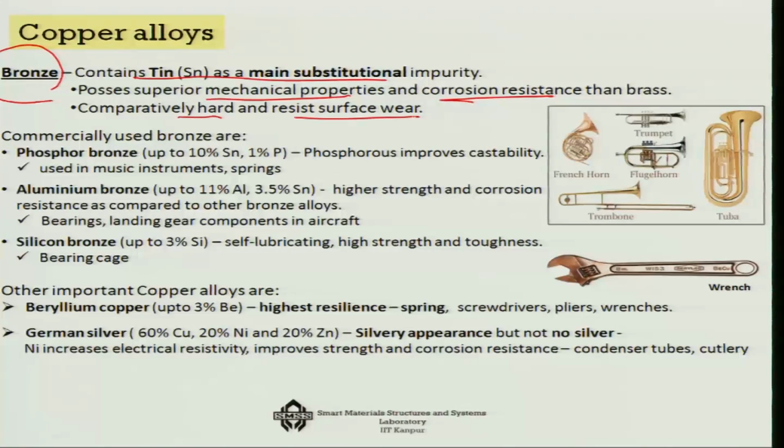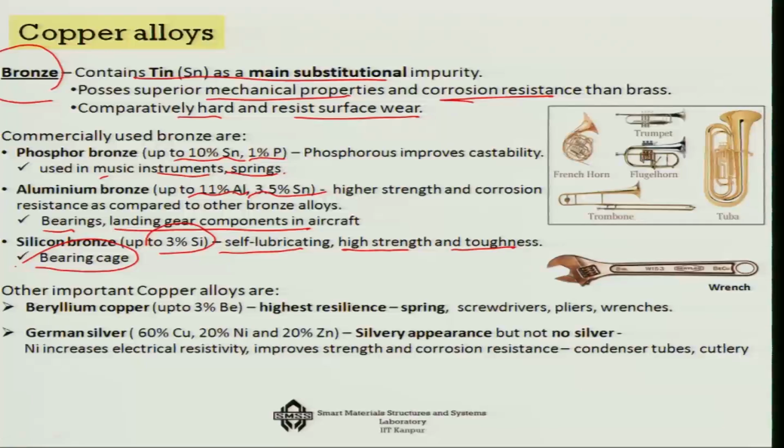For example, if you use the phosphor bronze, about 10% tin and 1% phosphorus, then it is used in music instruments and springs, because it has a very good castability. If you go for aluminium bronze, about 11% aluminium and 4% tin, you get a high strength and corrosion resistance and it is used in bearings, landing gear components, etc. If you go for about 3% of silicon bronze, it is self lubricating, high strength and toughness, and hence it is generally used for bearing cages.